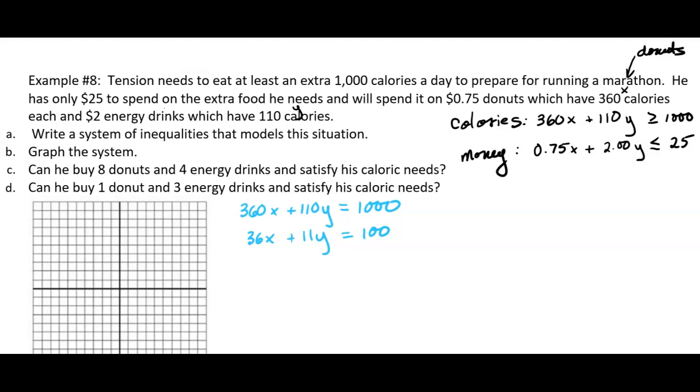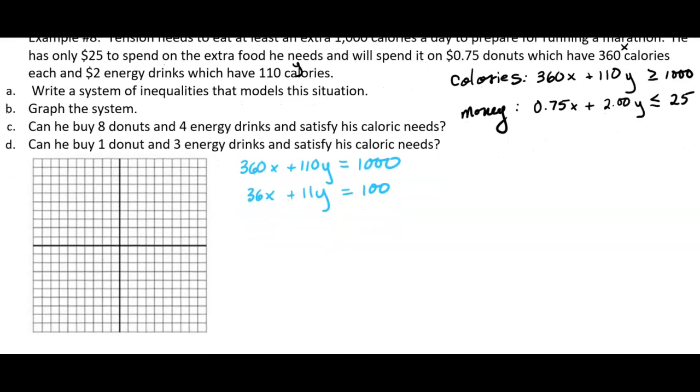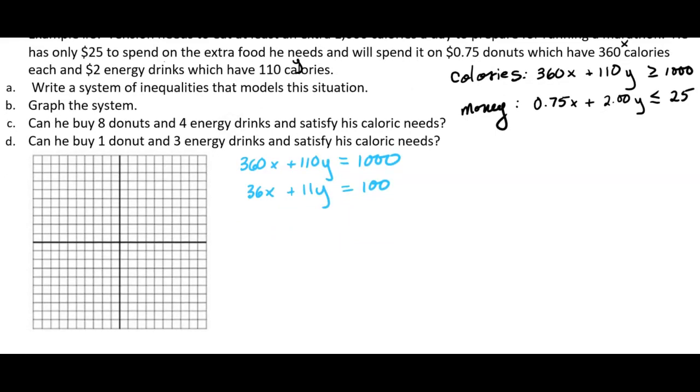Well, I was hoping things would just work out a little bit like some integers, you know, but I'm not getting that. So let's make a table of values and see what happens. I'll put it over here because it's going to take me some room to do this. So let's say I buy 2 donuts.